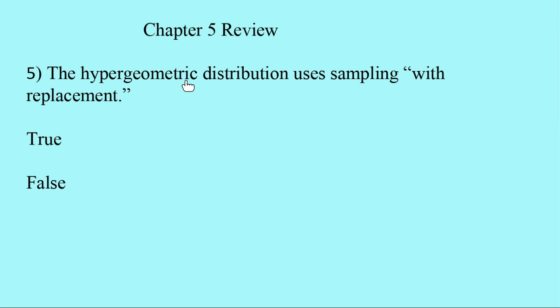So the hypergeometric distribution uses sampling with replacement. Is this true or false?